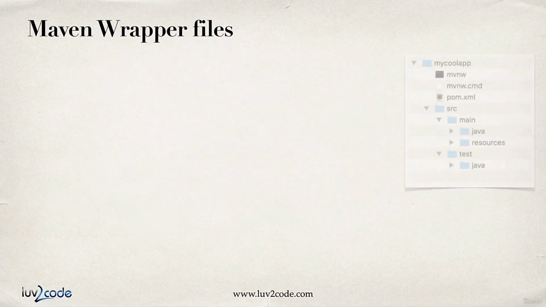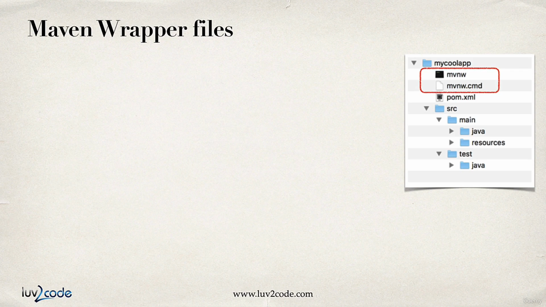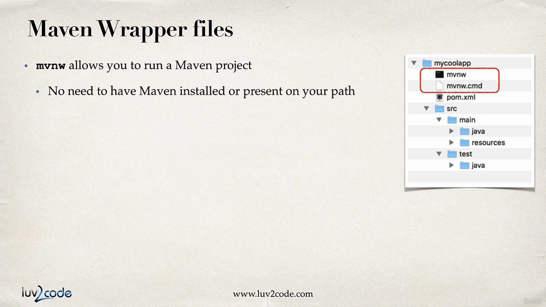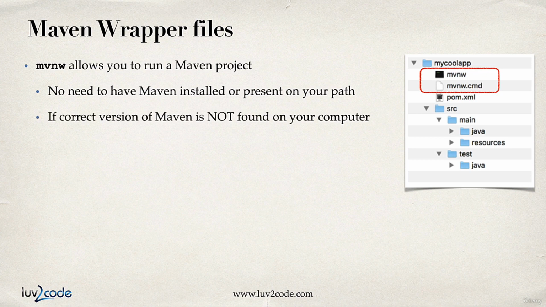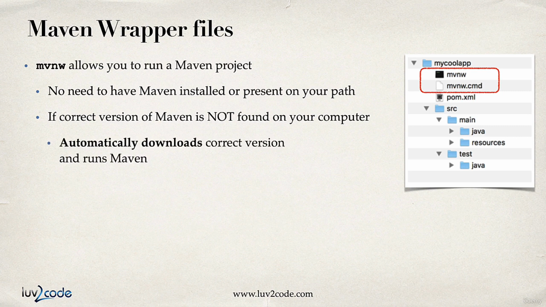Now, there were some other files here that were a bit interesting. You may have seen these Maven W files, and you probably wondered, what are those? Well, those are Maven wrapper files. The Maven W or the Maven wrapper files allow you to run a Maven project. And the really cool thing about it is that there's no need to have Maven installed or have it present on your path. What these files will do is say, hey, if the correct version of Maven is not found on your computer, then it'll automatically download the correct version of Maven from the internet and then run Maven. So it'll basically do some smarts there. It'll automatically download it and then run it.